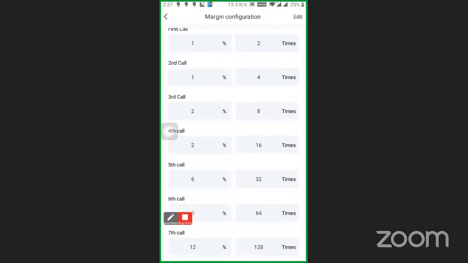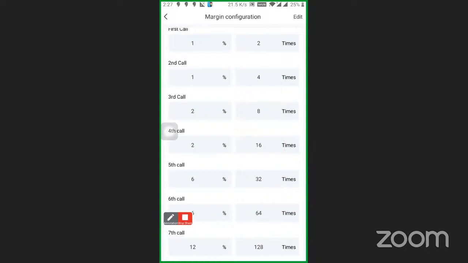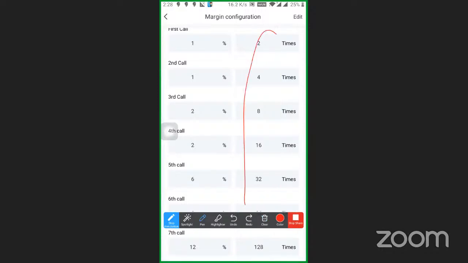So first we can calculate how much capital we require if we want to use this default setting, that is the best double up strategy. Just go to the calculator and add up all these figures: 2 plus 4 plus 8 plus 16 plus 32 plus 64 plus 128. Anybody can use the calculator right now. I have already calculated this. So if I add up all these figures, I will get 254.